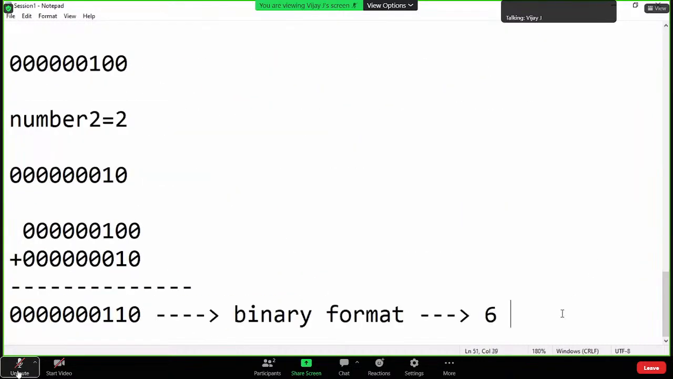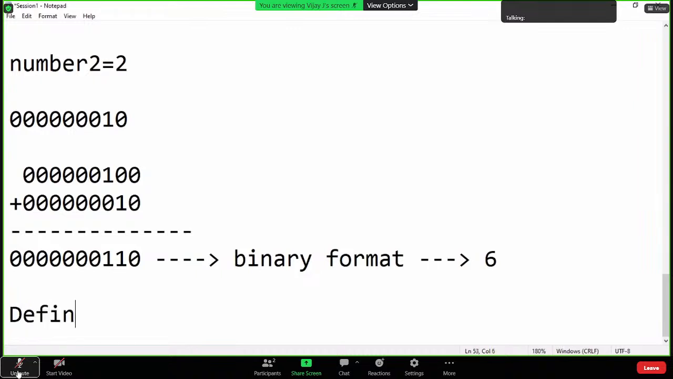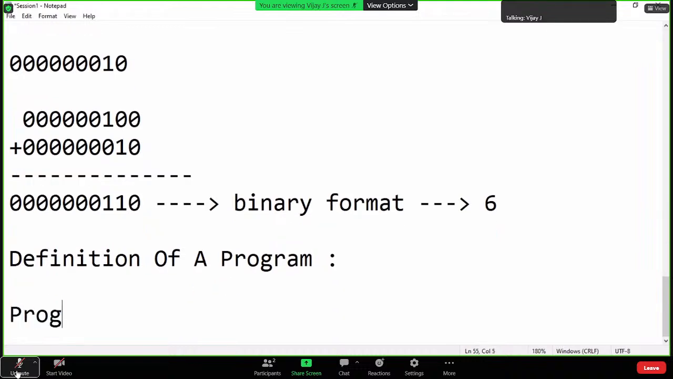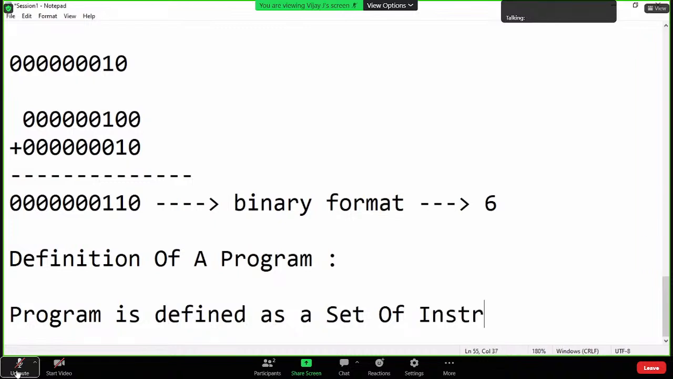Now let us see the definition of a program. First, we should know what is a program. For example, in HTML, you are writing a program. Suppose we are having JavaScript. In JavaScript also we are writing a program. But first we should know what is a program. The definition of a program: a program is defined as a set of instructions. Instructions means some commands.